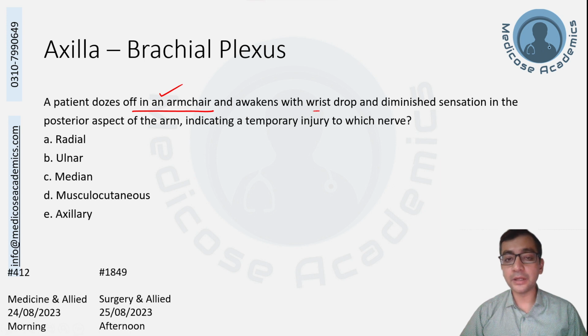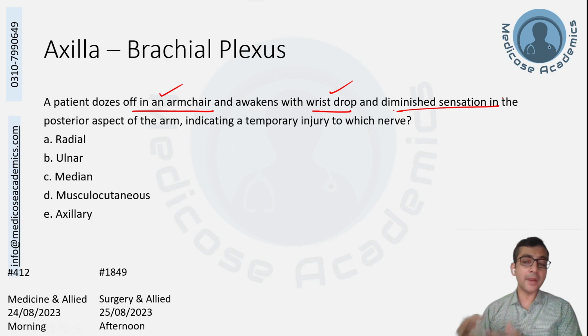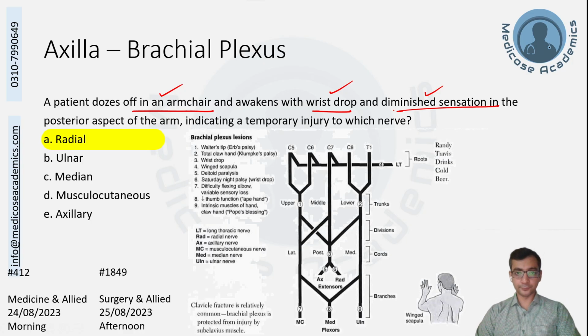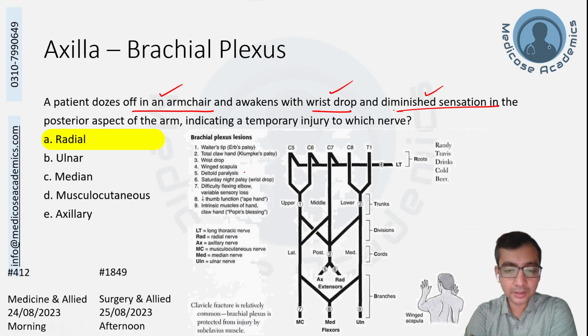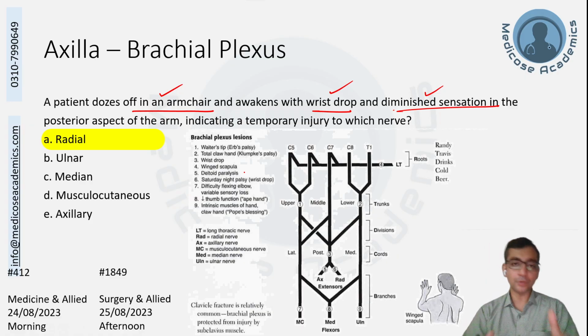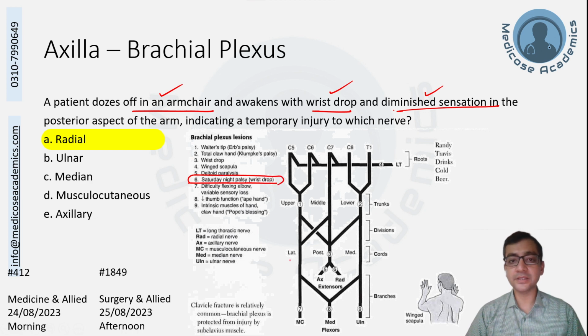So that's how you find it. That's the radial nerve. The wrist drop tells you that's the radial nerve, and the sensation of the whole back of the arm and the forearm is from the radial nerve. So all of these points separately give you a cue that the injured nerve is the radial nerve. By the way, this is a very interesting picture from USMLE First Aid, and the brachial plexus lesions can be summarized here. You can take a screenshot and study them later. The one I'm going through is Saturday night palsy, wrist drop, due to injury of the radial nerve.